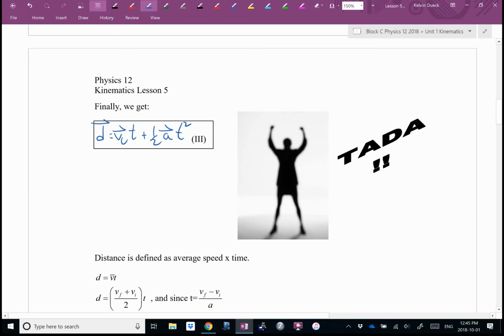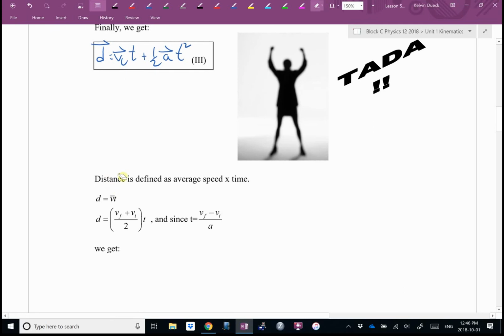So we have VF equals VI plus AT, which came from just defining what acceleration was. Then we said, well, average velocity is add them up and divide by 2. And we said distance is average velocity times time. We're able to generate this. Let's start over again. Again, distance, technically this should be displacement, is defined as average velocity times time.